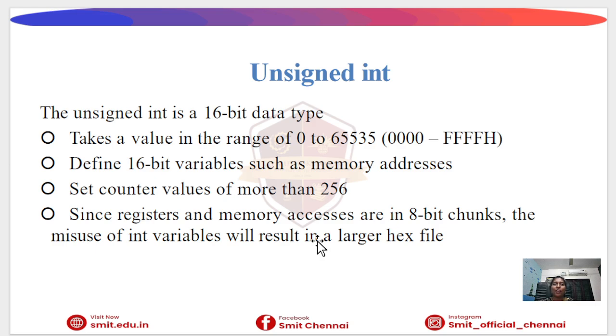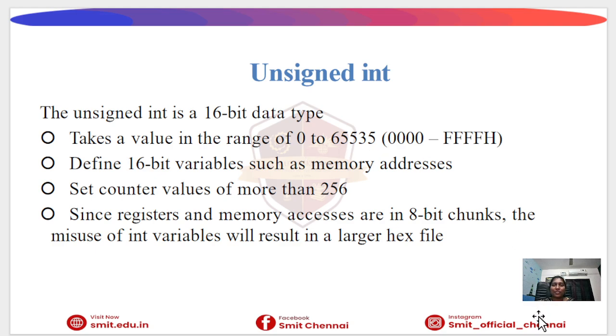Then unsigned int. Now we move to unsigned int. This is a 16-bit data type, meaning it uses 2 bytes. We are having 1 byte as 8-bit, so here we are having the 16-bit. So what is the meaning? It uses 2 bytes. It can store large values up to 65535. That is the large value, FFFFH.